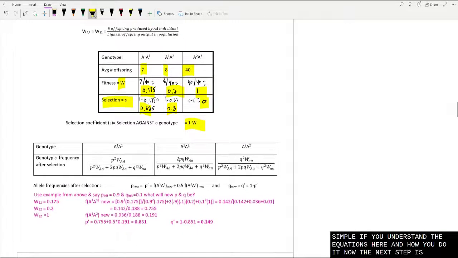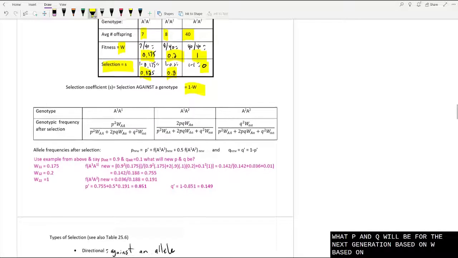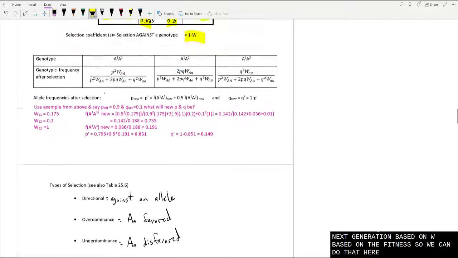Now the next step is, if we look at this population, the ones being selected against are these dominant traits. So the recessive versions here, A2, which represents little a, are the ones surviving and reproducing more according to this value. This 0.175 and 0.2 represent that if an organism has that dominant allele, they're less likely to reproduce. So we can calculate what P and Q will be for the next generation based on W, the fitness. We can do that here using these equations.